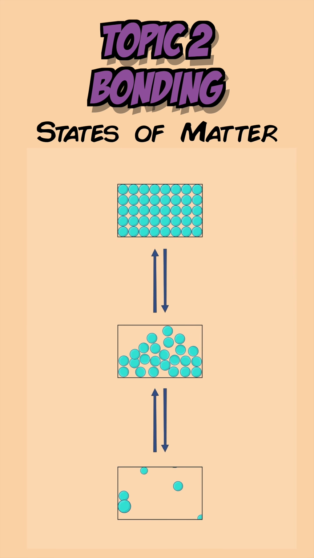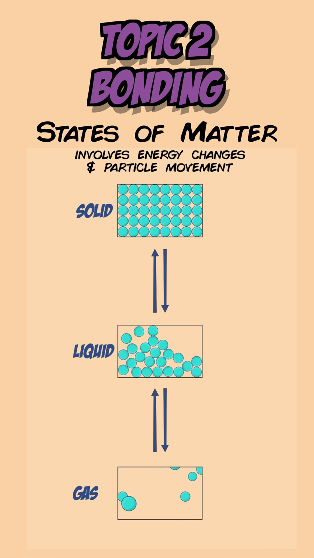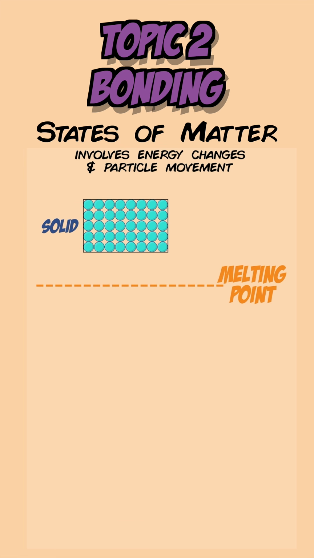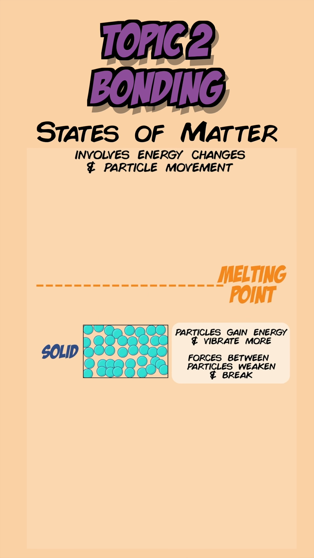Substances can change states between solids, liquids and gases, and these processes involve energy changes and particle movement. So when a solid is heated to its melting point, its particles gain energy and vibrate more. This weakens the forces holding them together. This process is known as melting, and it turns solids into liquids.